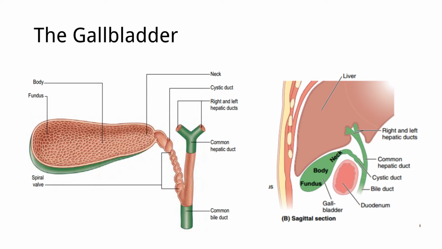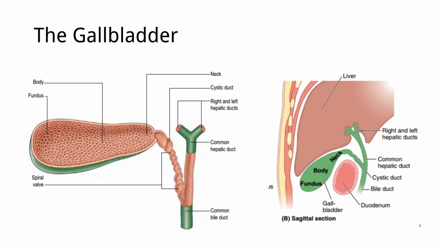The gallbladder is 7 to 10 centimeters long and it lies in the fossa for the gallbladder on the visceral surface of the liver. It is pear-shaped and can hold up to 50 milliliters of bile. The gallbladder has three parts: the fundus, the body, and the neck. So right here we have the fundus, the body, and the neck.